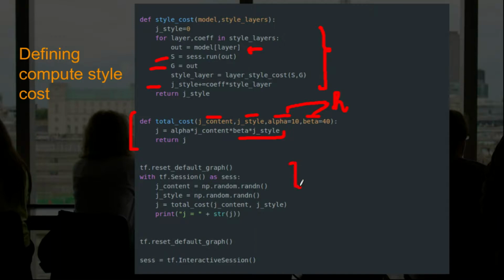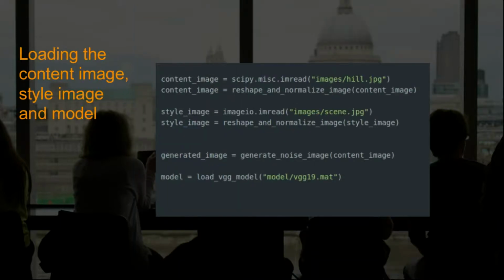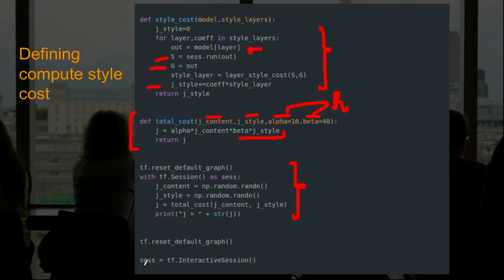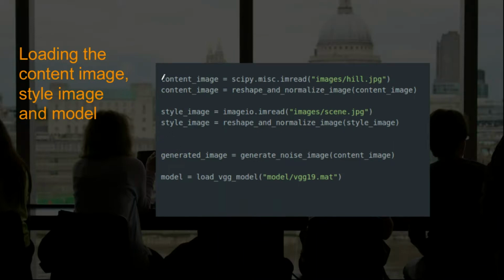So we are going to now solve the optimization problem. Let's put everything together to implement this neural style transfer. First of all, we are going to create an interactive session, load the content image, load the style image, and randomly initialize the image to be generated. We are going to load the VGG19 model. We are going to build a TensorFlow graph.